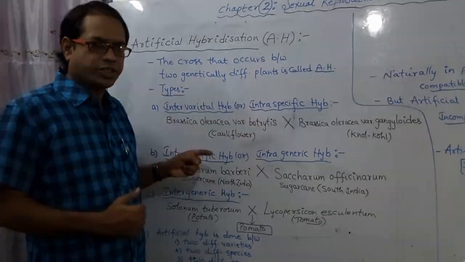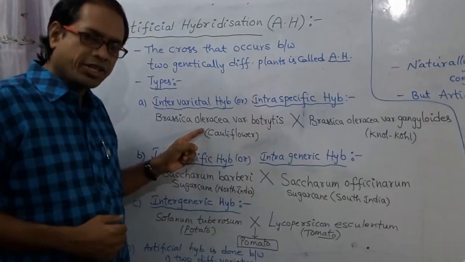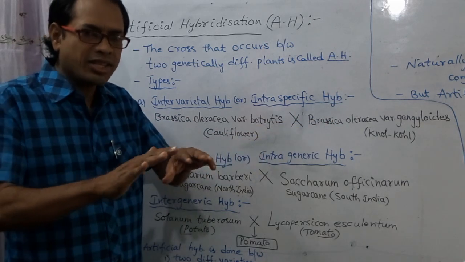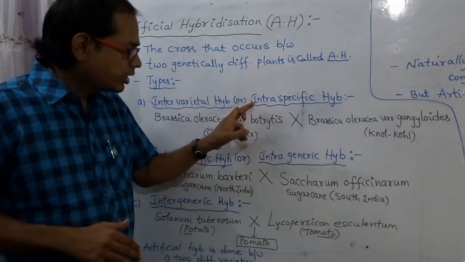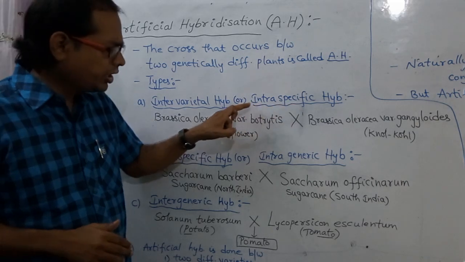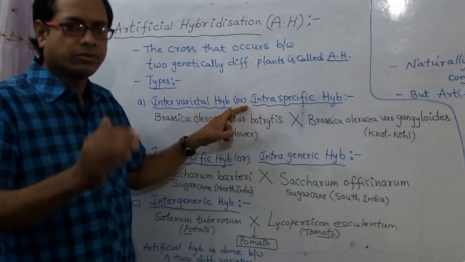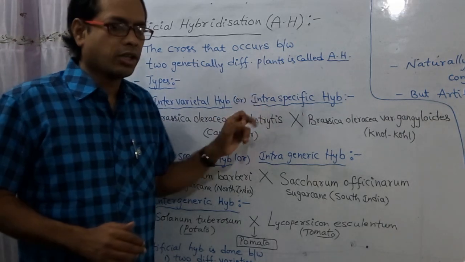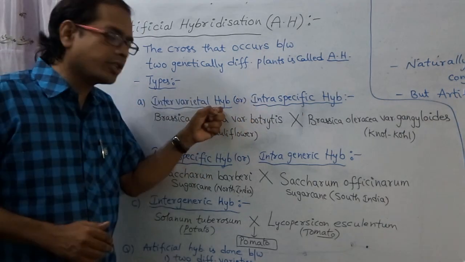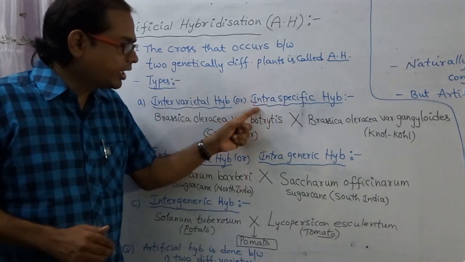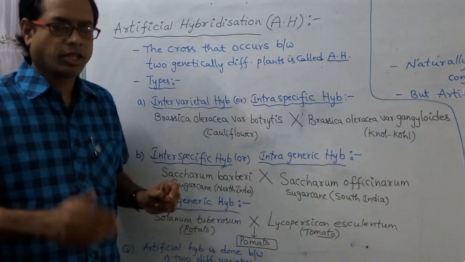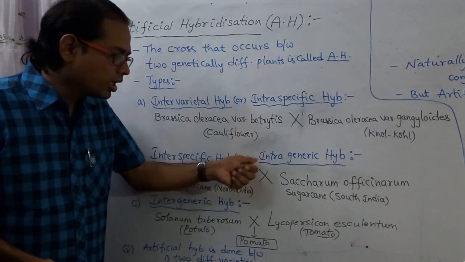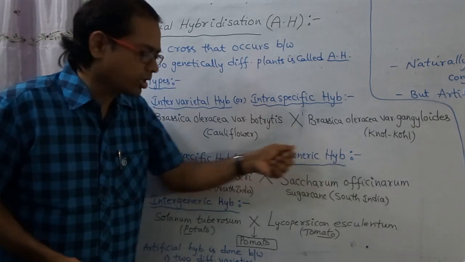And see the next component, species, oleracea. Here the species name is the same. Same means intraspecific. Intra means same or within. That's why it is called intraspecific. So intervarietal hybridization is also called intraspecific hybridization. Next type, interspecific hybridization, also called intrageneric hybridization.